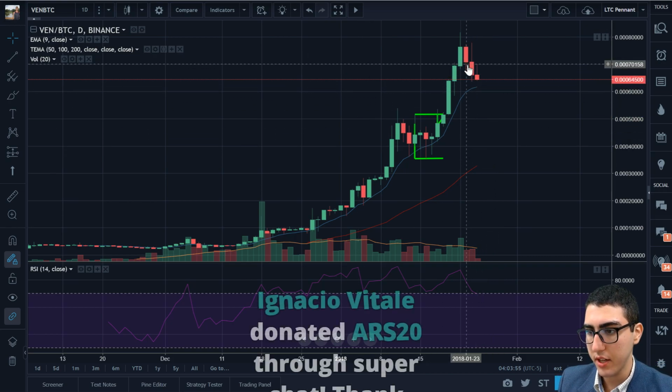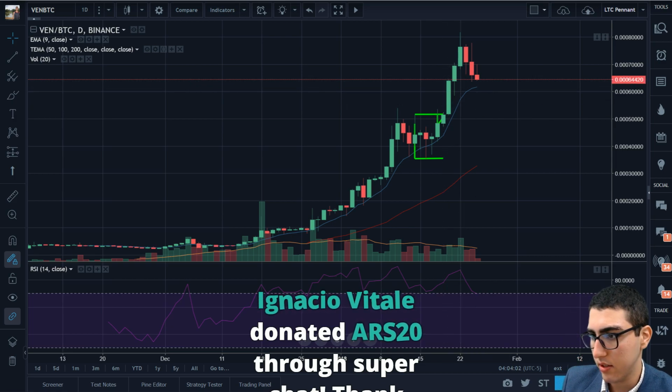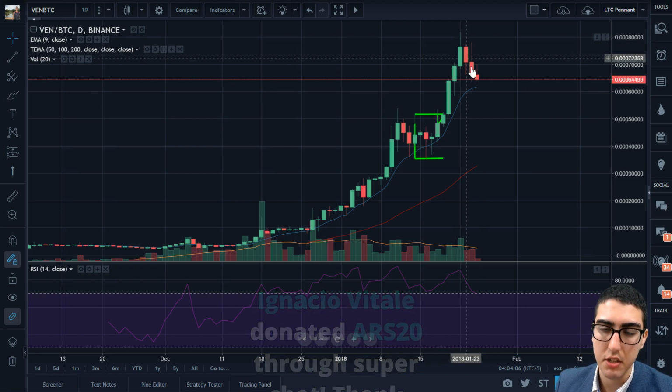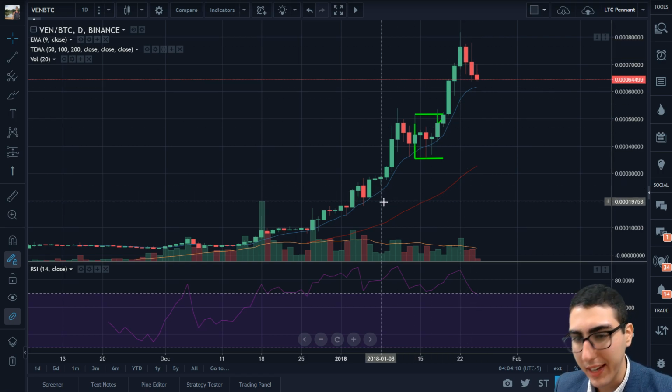So VEN is obviously having this consolidation following the run-up. You can see based on this 50-day, we're about 100% away. Now the question is, is this a bull flag or is this a true consolidation? I think this is a true consolidation.